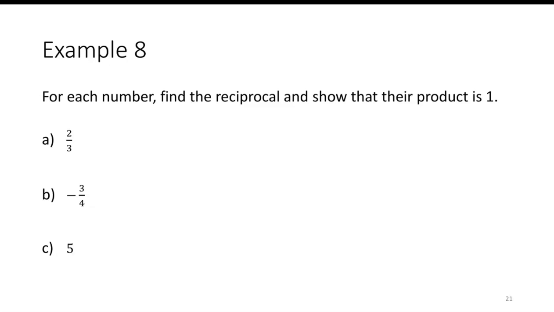For each number, find the reciprocal and show that the product is 1. Well, for 2/3, the reciprocal would be 3/2. If I multiply, I will get 6/6, which is 1. So 3/2 is the reciprocal. For -3/4, the reciprocal would be -4/3. Negative times negative is positive, so we end up with 3 times 4 is 12/12, which is 1.